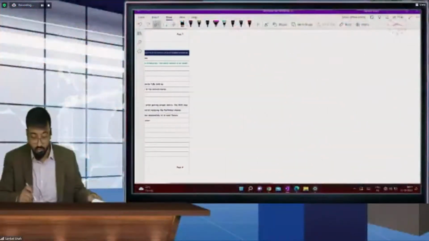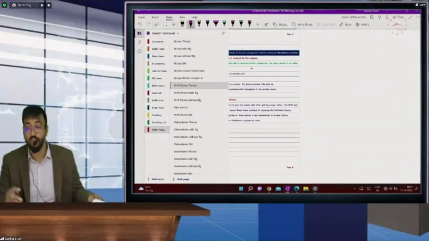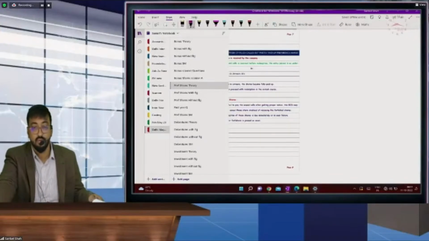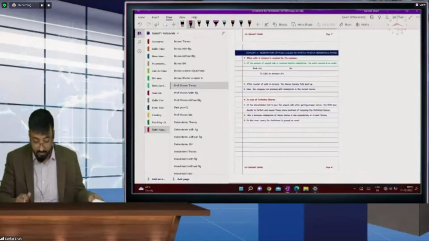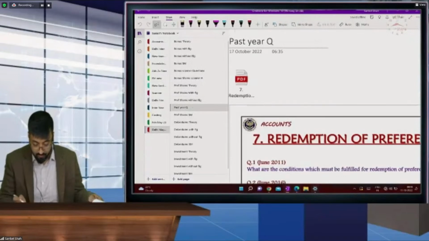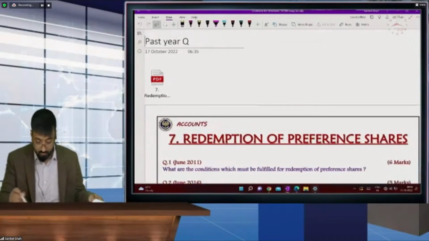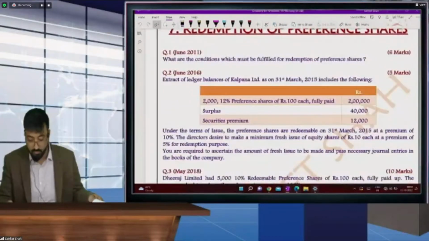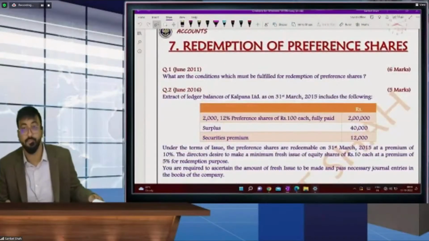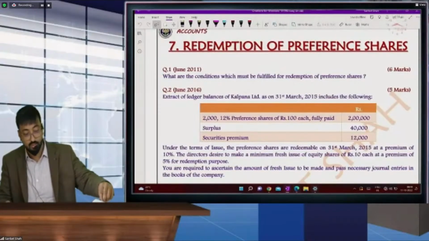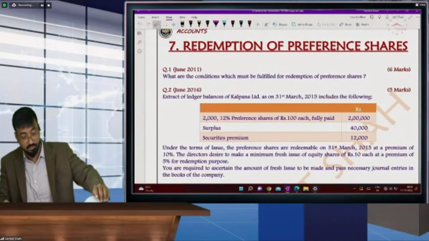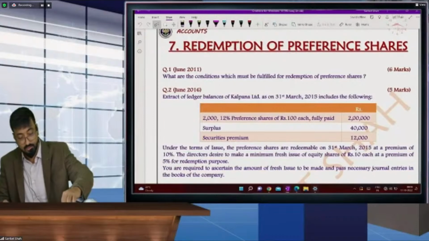Now let's come to past examination questions. In June 2011, you got the question, what are the conditions which must be fulfilled for redemption of preference shares? You can check. You got this question for 6 marks. Okay. So for 6 marks, easy question hai.